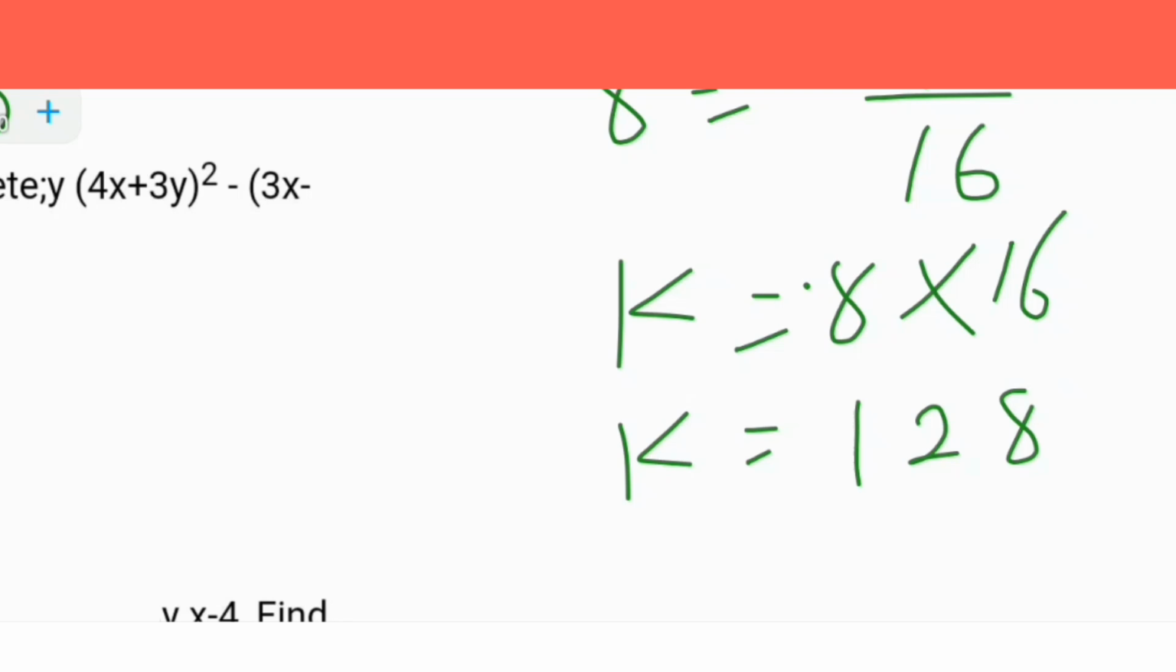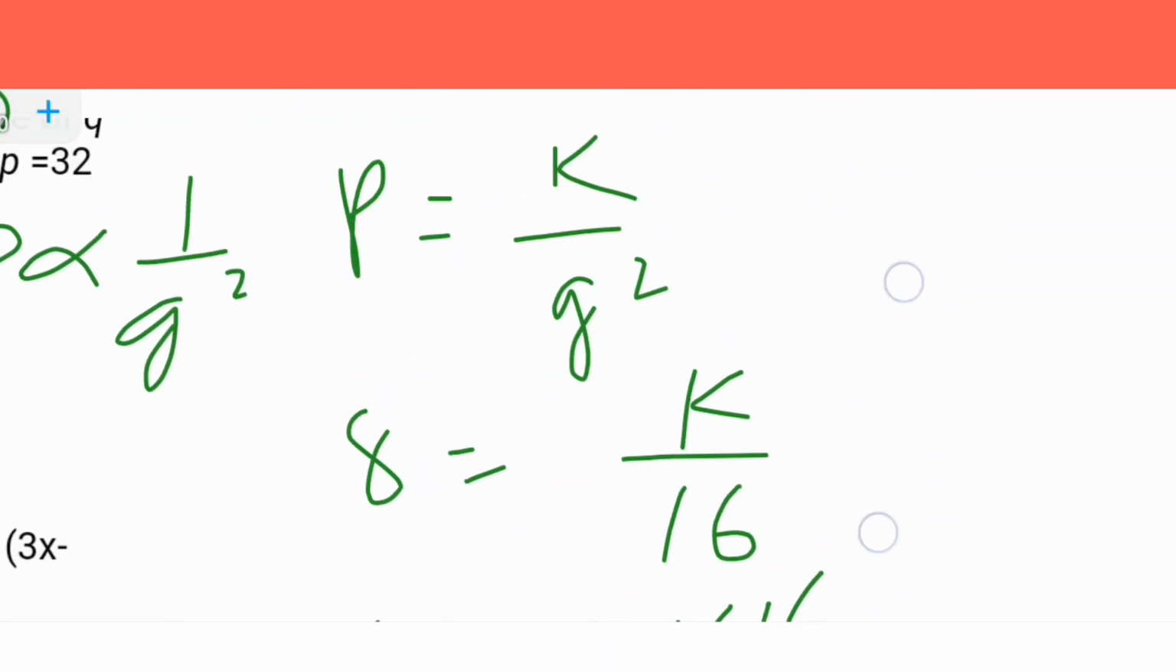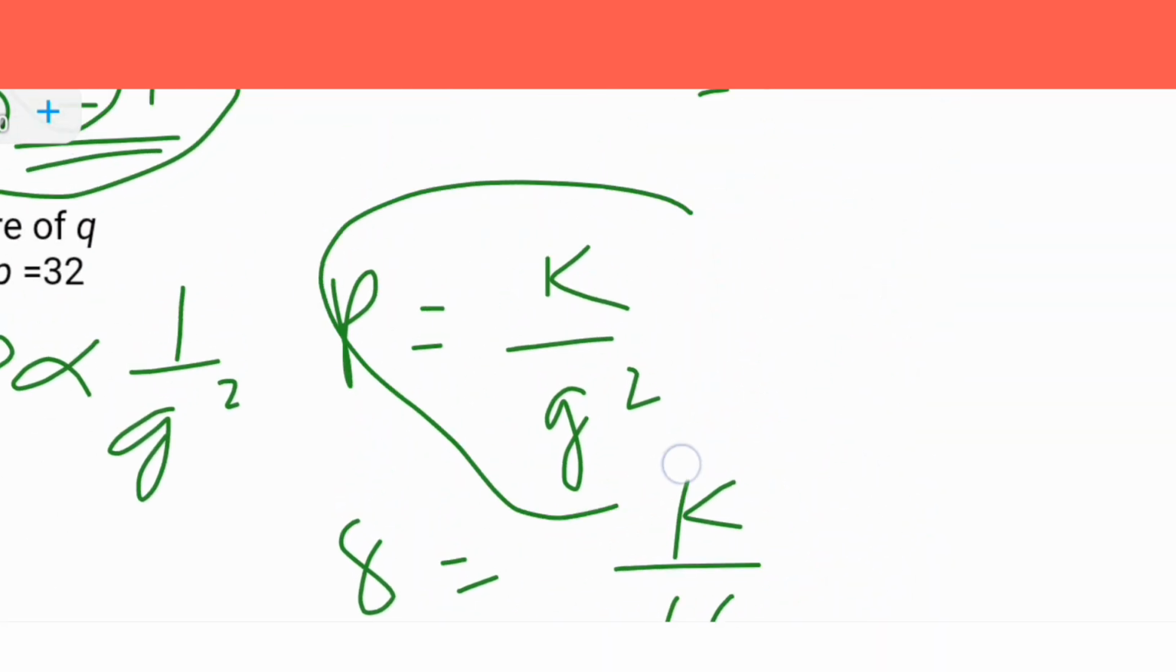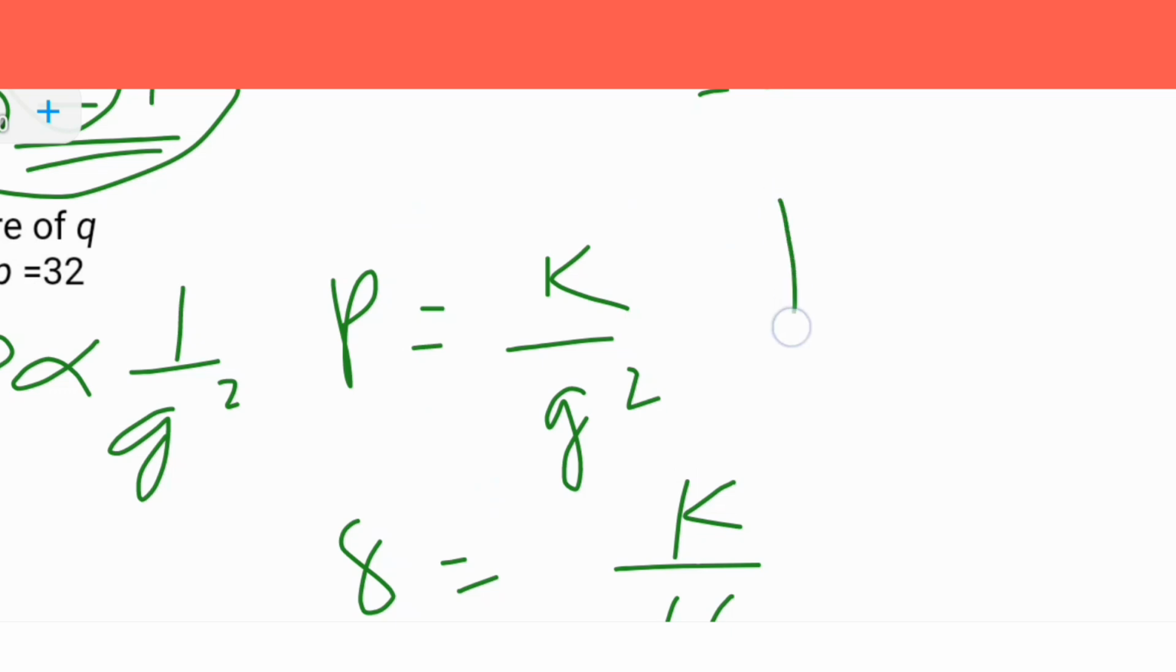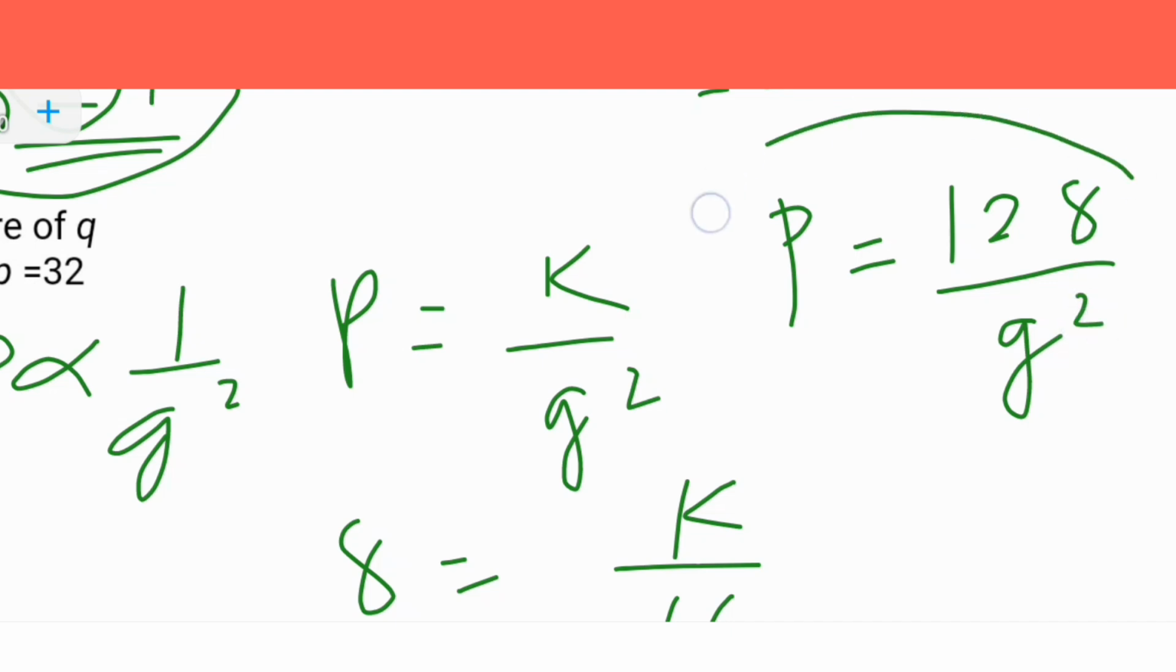But this is not the final answer. So you need to come back here and rewrite this with the value of K that you just got. So K is 128. So you're going to write P is equals to 128 over Q squared. So this is the formula that is joining P and Q. Then you can use it to find any other value that you need to find.